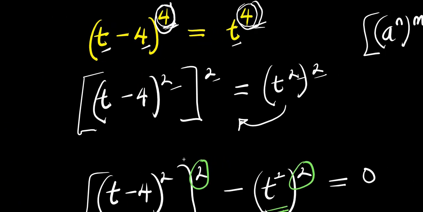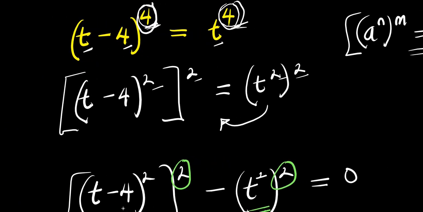Now, we have 3 different solutions for this problem because the t power 4 will cancel t power 4, just like what I said earlier on.